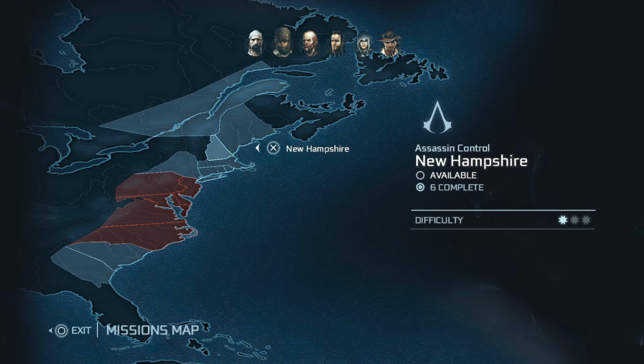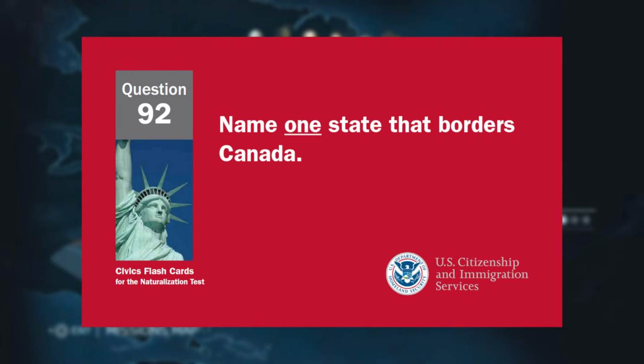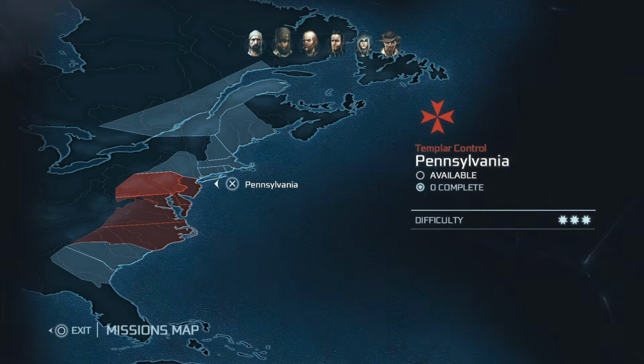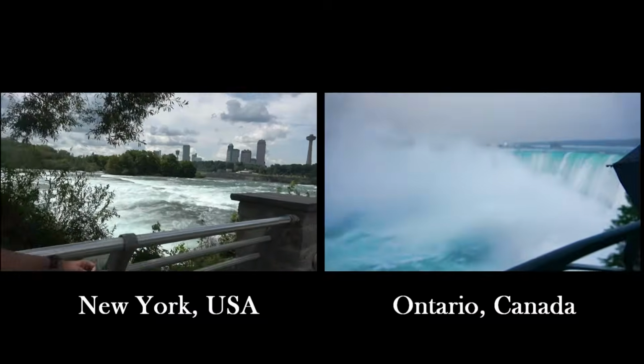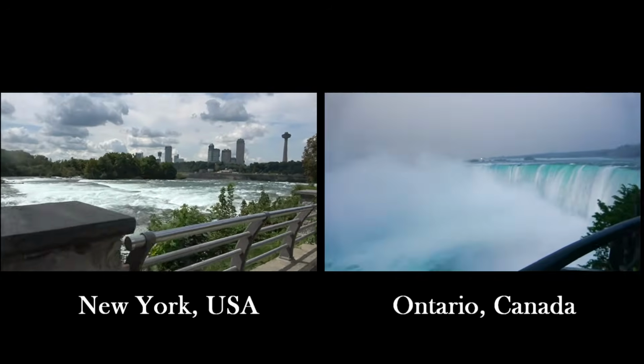New Hampshire, there you go. There's a geography section that can ask you to name one state that borders Canada, and you can see from the map here that New Hampshire is a solid bet again. You could also opt for New York, home to the less good view of Niagara Falls.